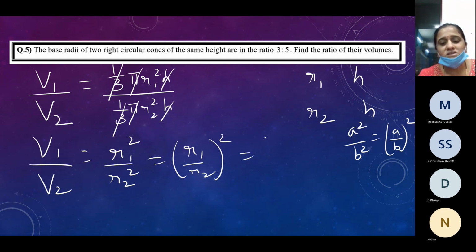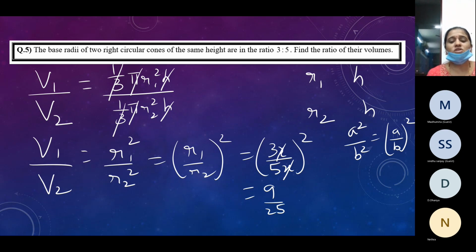What is R1? 3x. What is R2? 5x, the whole square. So x and x get cancelled. 3 by 5 the whole square, which is 9 by 25. So the ratio of their volumes is 9 by 25, or 9 is to 25. Easy, children?